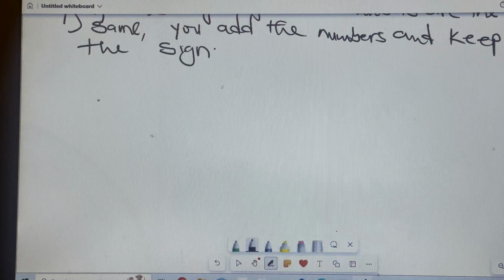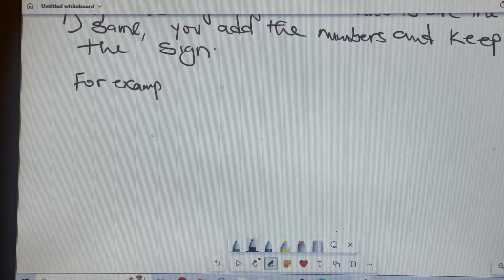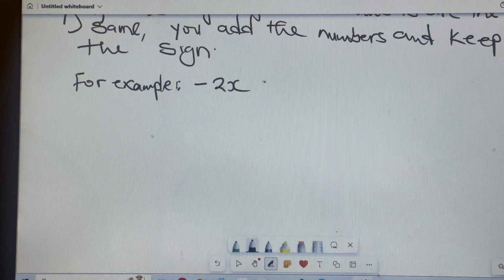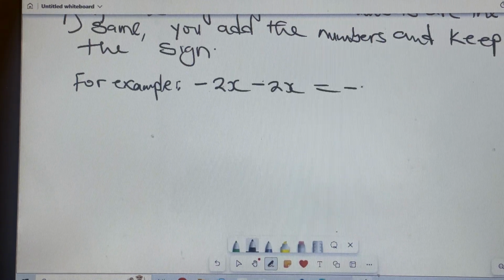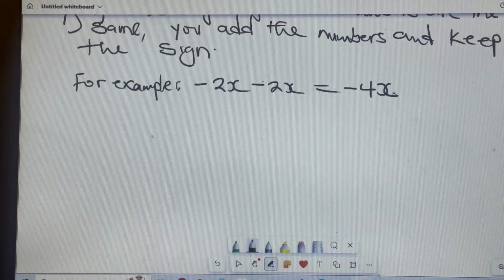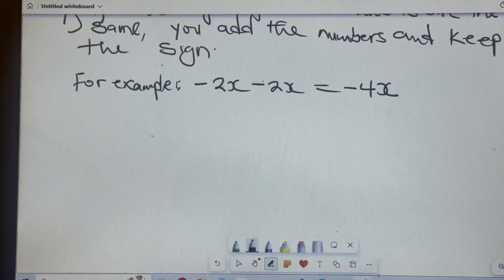For example, minus 2x minus 2x equals minus 4x. So you just add the numbers and keep the sign. So 2 plus 2 is 4. So that's how we got it, minus 4x.